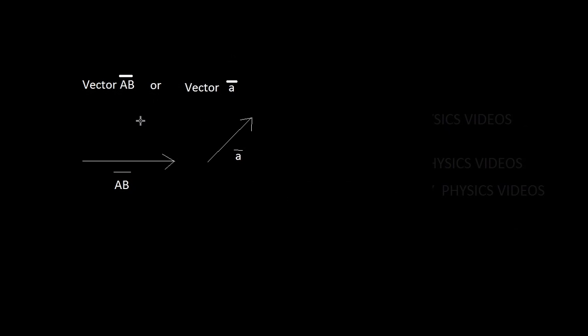Here we have two vectors. Vectors can be represented as AB bar or simply A bar. A vector has an initial point and a terminal point. This is the initial point, and this is the terminal point. The terminal point is called the head and the initial point is called the tail.